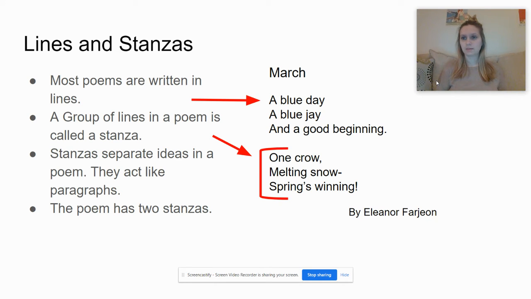This is an example of a poem. It's called March by Eleanor Bargion. I can't pronounce that. And it has 2 stanzas. Each stanza, you can see, has 3 different lines.